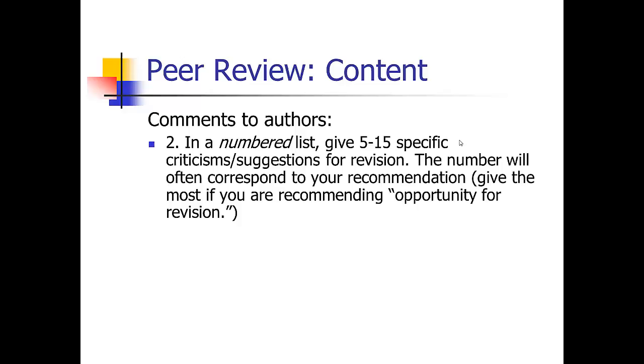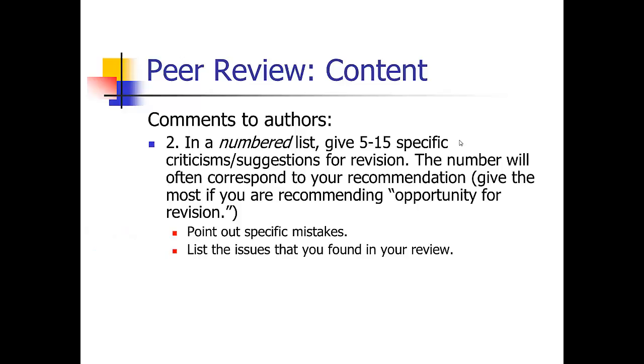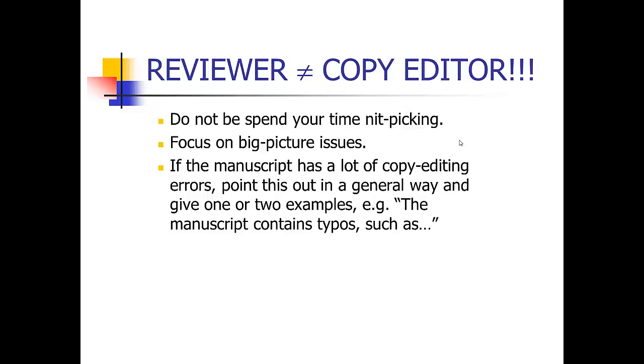So you're probably going to give more if you're recommending that opportunity for revision, that major revision category. So make sure you number them and you're very specific in your comments. So you want to point out specific mistakes. You're going to list all those issues that we just went through and that you found in your review, and give very specific recommendations for revision. Other than in that opening paragraph, you don't want to be too general, because general things aren't helpful to the author. It's very hard for them to address if you're too general. So be extremely specific in what it is you're hoping that they will change in their revision.